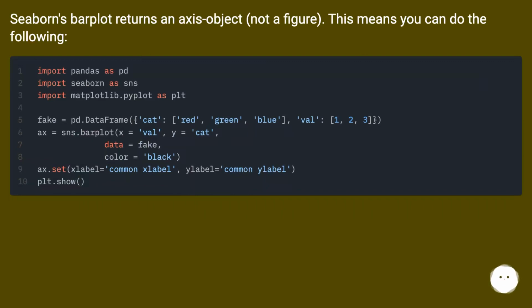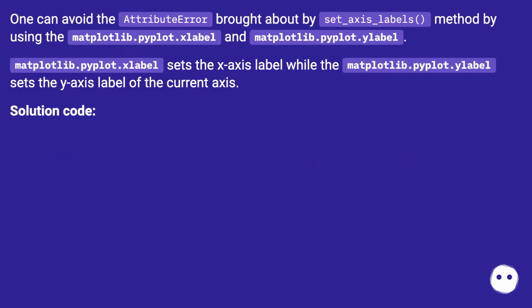Seaborn's barplot returns an axis object, not a figure. This means you can do the following. One can avoid the attribute error brought about by the set_axis_labels method by using the matplotlib.barplot.label and matplotlib.barplot.alabel. Matplotlib.barplot.label sets the x-axis label while the matplotlib.barplot.alabel sets the y-axis label of the current axis.